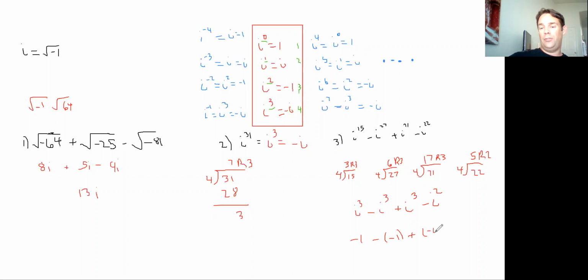I guess I could have subtracted out those i cubes at the very beginning. Probably should have. That's all right. Those should be negative i's, negative i's, negative i's. Let me rewrite it. Those dots aren't coming out real well.